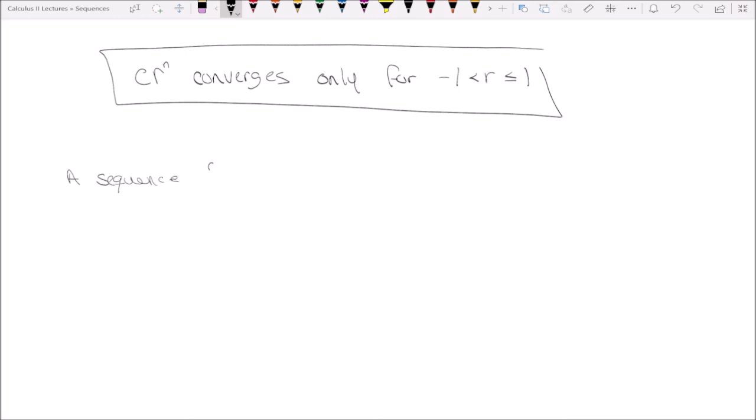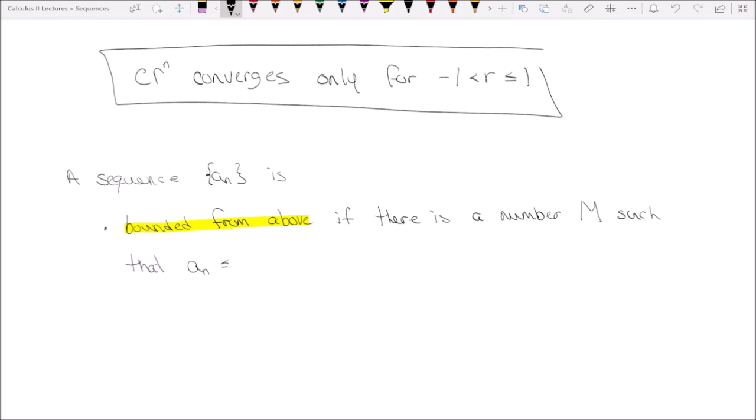A sequence a sub n is bounded from above if there is a number, call it capital M, such that a sub n is less than or equal to big M for all values of little n. This number M is called an upper bound.